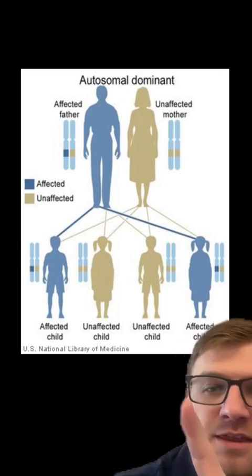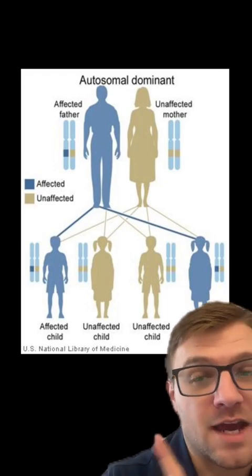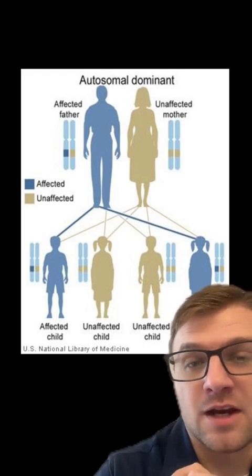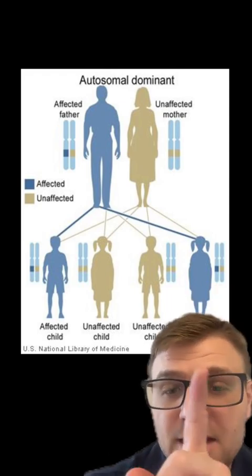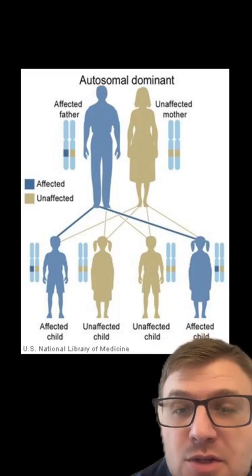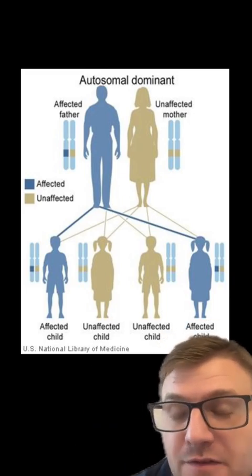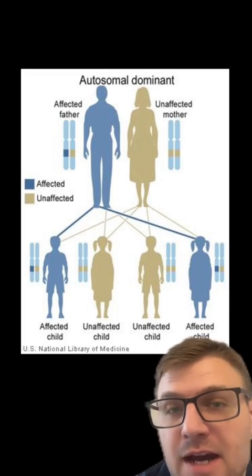You can see in this diagram, the father is heterozygous. That means he's big A for an autosomal dominant disorder. So you can see in the offspring, half of the offspring are going to inherit the big A, the dominant letter from the father. So half of the offspring will have this disorder.